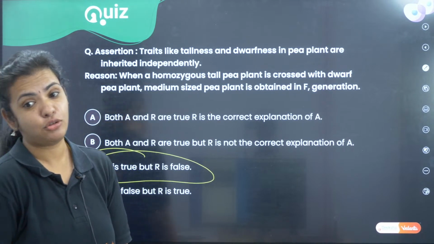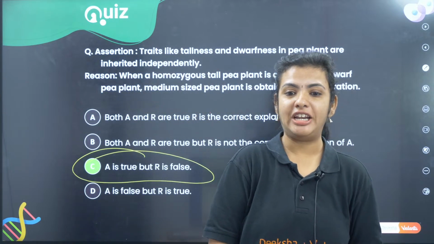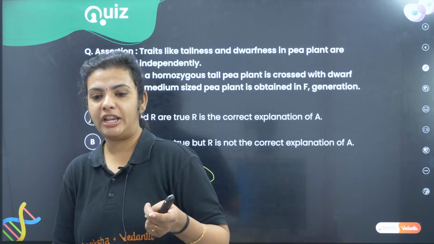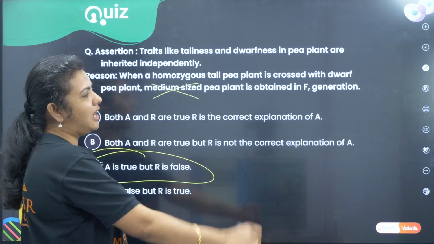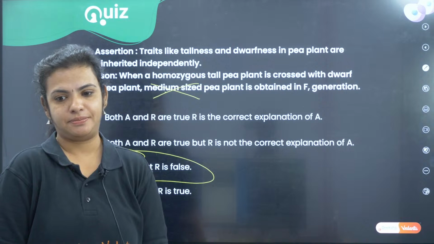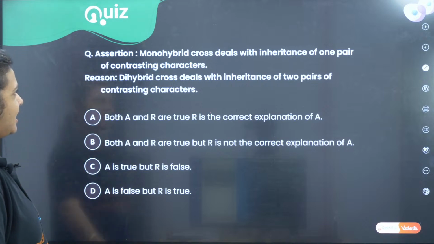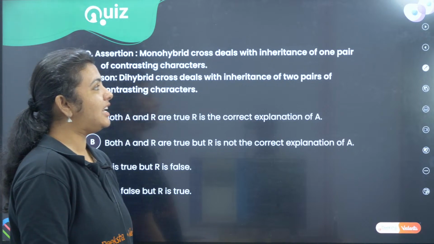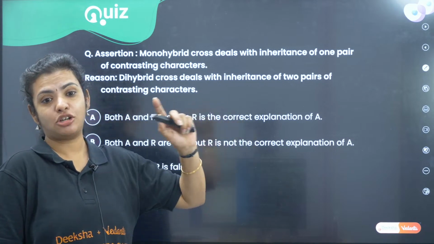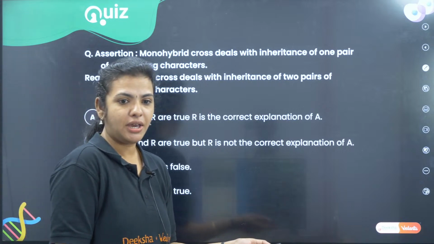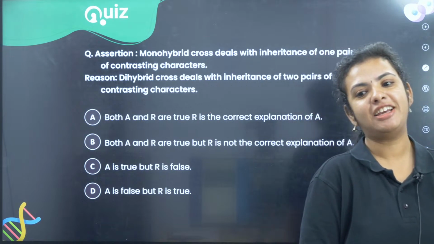So, as per Mendel, we have laws, right? Yesterday we discussed law of dominance, law of segregation, law of independent assortment. Correct? Very good, Danush. But the reason here, I can never get a medium-sized plant when I cross a tall and dwarf plant. Yes. So, it is going to be option C. All right, Purvika. Next assertion: monohybrid cross deals with inheritance of one pair of contrasting characters. Dihybrid cross deals with inheritance of two pairs of contrasting characters. Okay. So, very simple. All right, Purvika, no problem. We are just learning. It's okay.